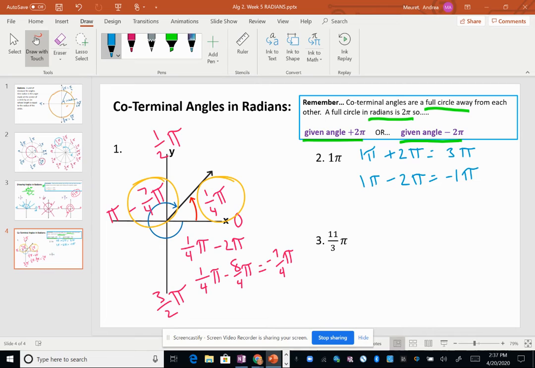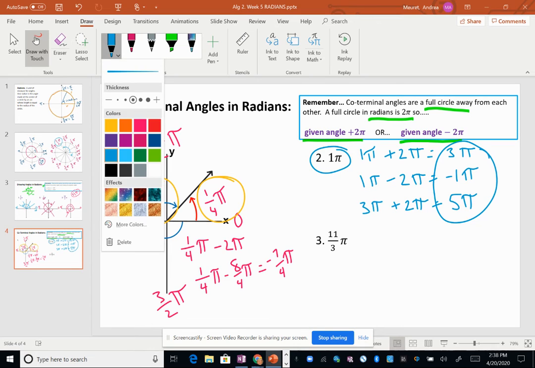And I can take either of those, so let's say 3 pi, and add 2 pi again. This is 5 pi. So I have just found 3 angles. They're coterminal to each other, and they're also coterminal to 1 pi. You can literally find an infinite number of coterminal angles. It just depends on how many times you want to go around a circle.